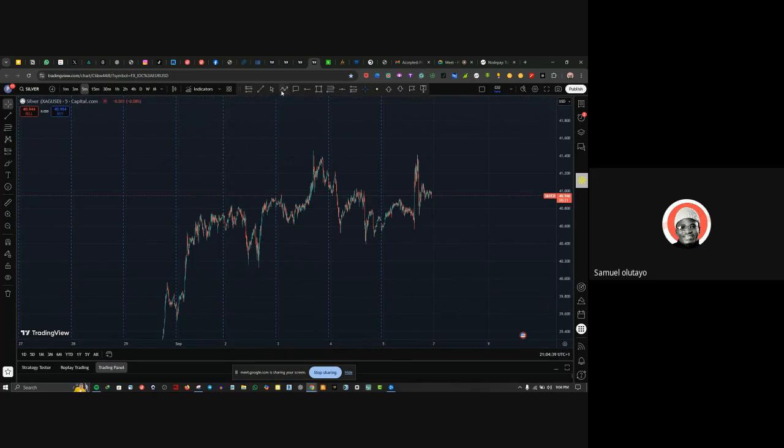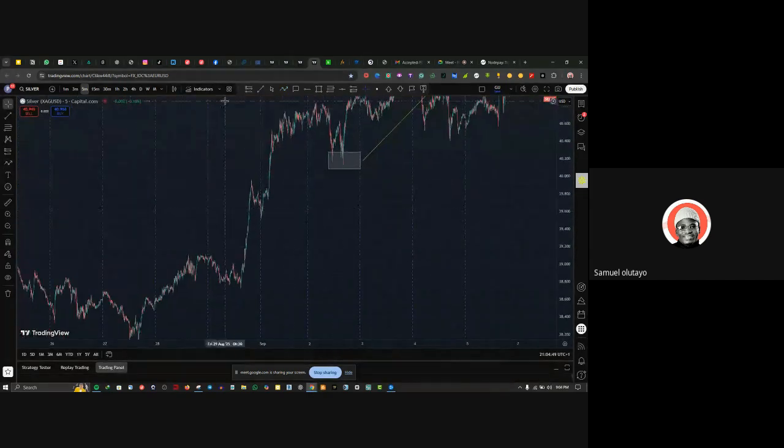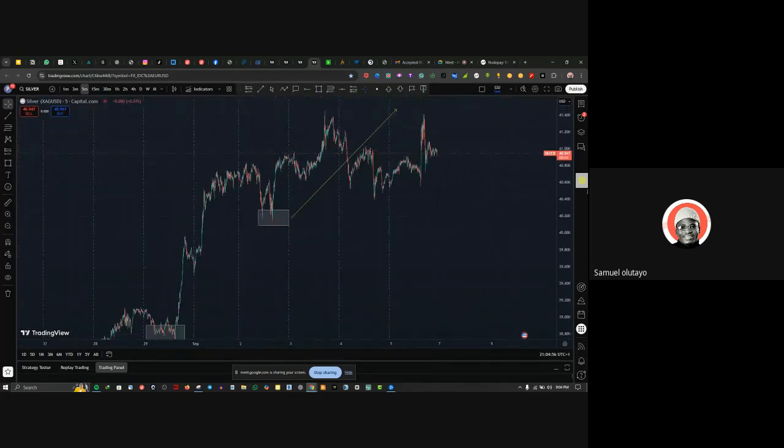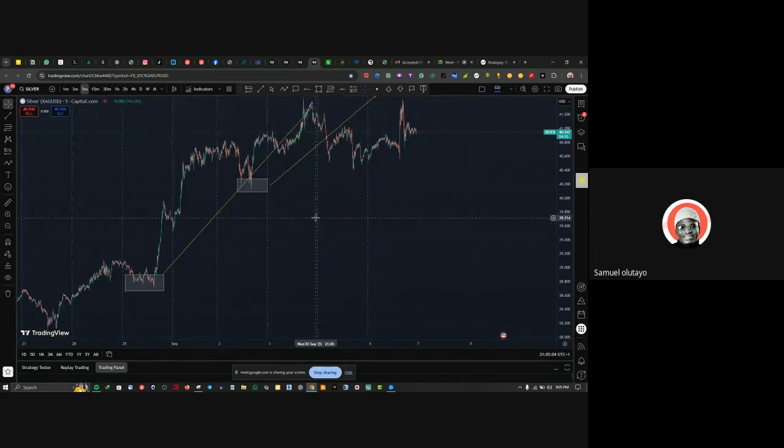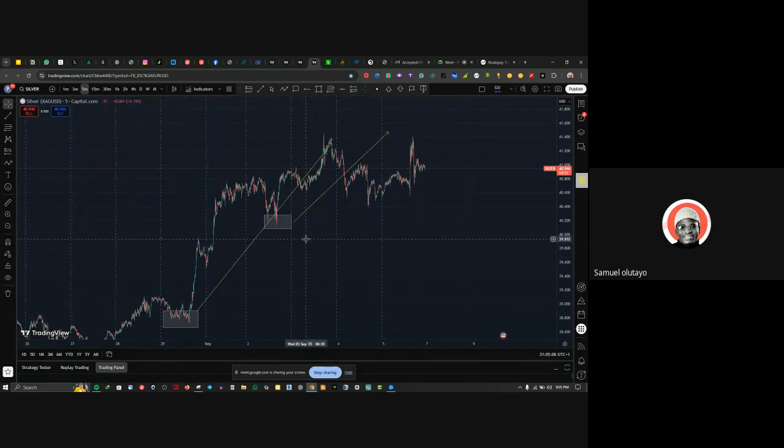So say for instance, maybe I joined the buy at this level, I would have gotten some profits to the upside here. Are we getting it now? Say for instance, I joined the buy at this level based on my analysis. See how much I would have made. I would have made this level of movement to the upside. I would have made that much money to the upside.